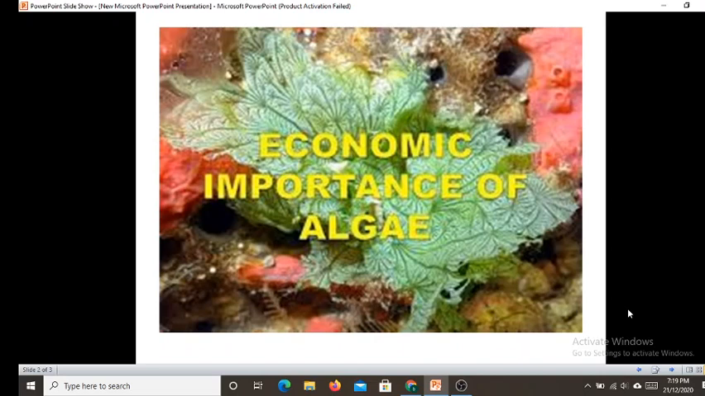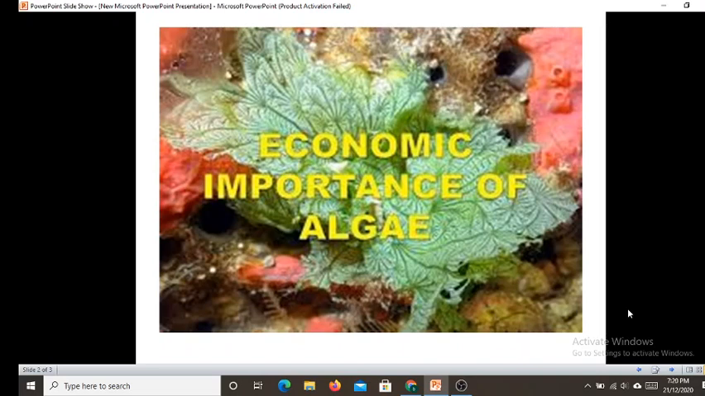In pharmaceuticals, agar-agar is used as a laxative. It is an important constituent of cosmetics. It has been used for almost a century as a stiffening agent in culture media. Now let us discuss another product.